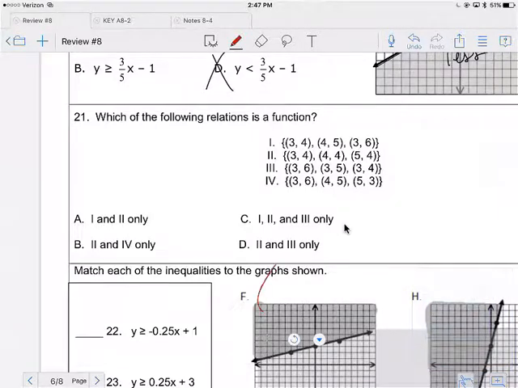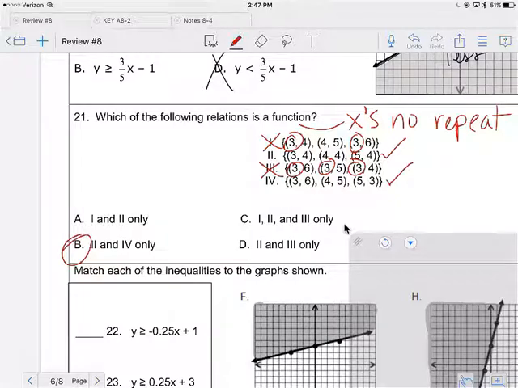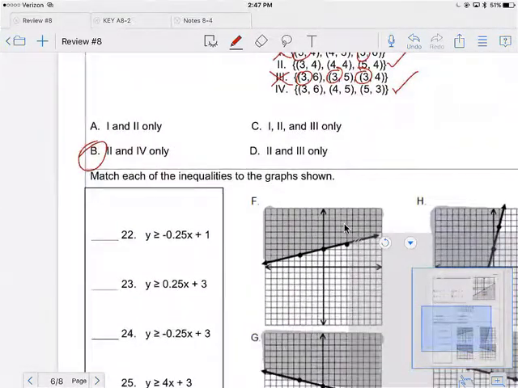21 is a review. It asks us which of these are a function. Remember, a function means x's don't repeat. On 1, 3 repeats. 2, they are all different. 3, x repeats. 4, they are all different. So 2 and 4 are my options that are not repeating.